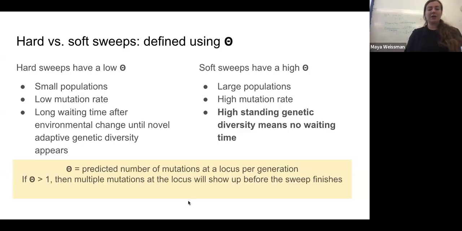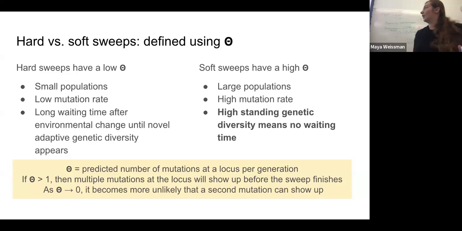So yeah, theta is the predicted number of mutations at a locus per generation. And as theta approaches 0, or as theta gets smaller and smaller, it becomes more unlikely that a second mutation can show up.